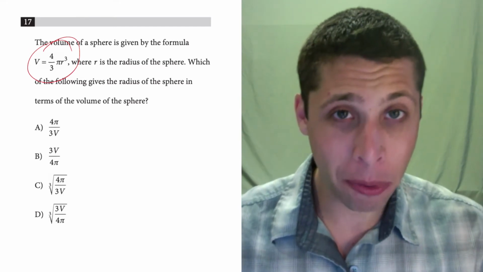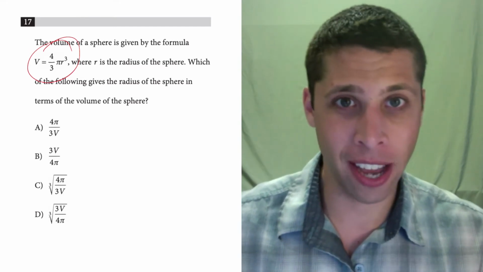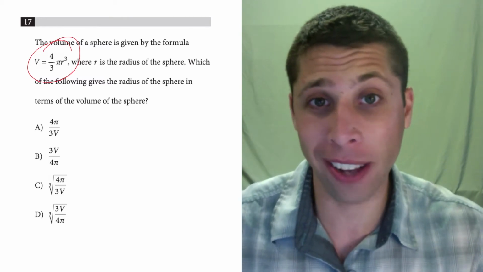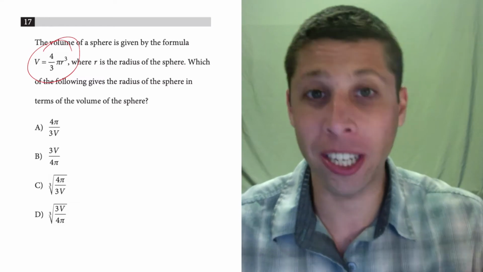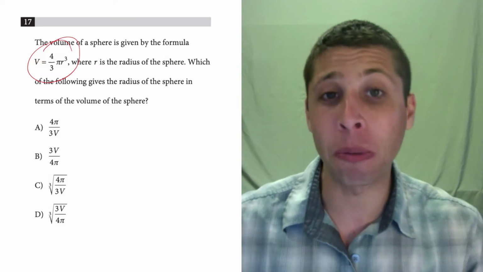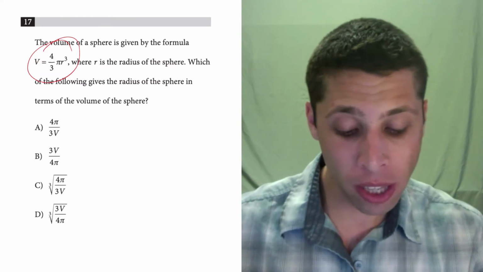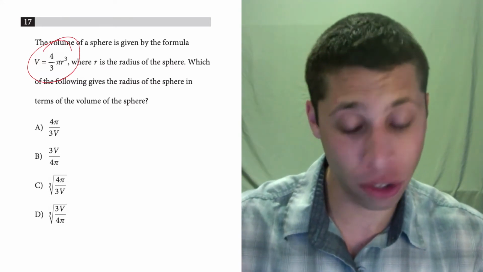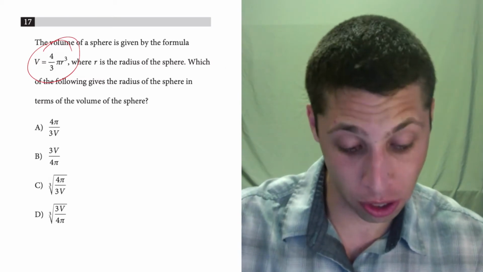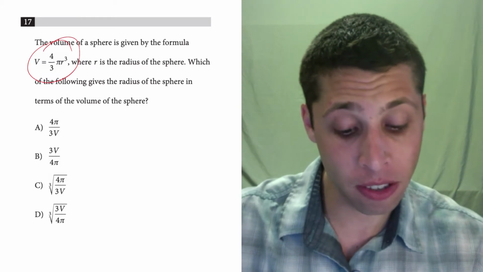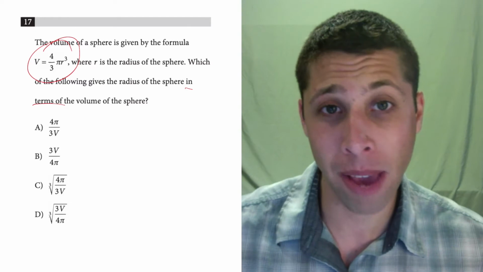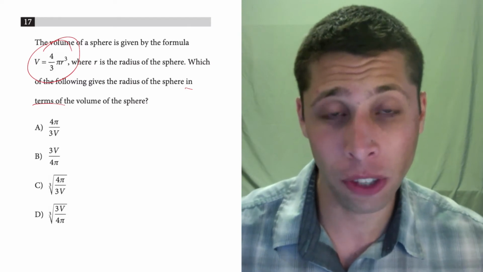But if we think about what they're asking, the sphere thing is kind of just incidental to the question. It doesn't really matter. We're not concerned with geometry in any way. It's just kind of like the story that goes with the algebra that we really do care about. So it's helpful to think about this question as an algebra question. Which of the following gives the radius of the sphere in terms of the volume of the sphere? That's just fancy math speak for solve for R.